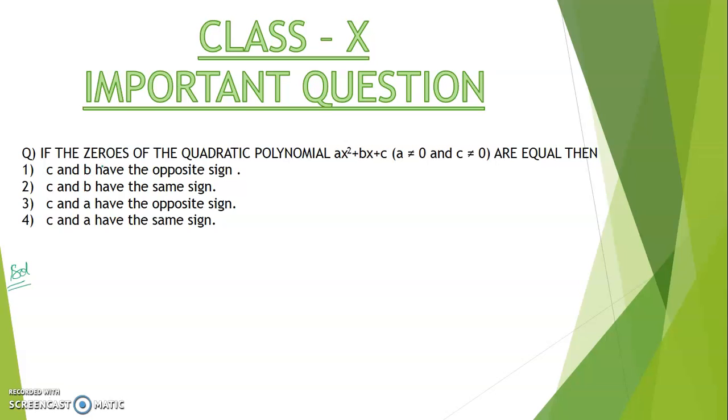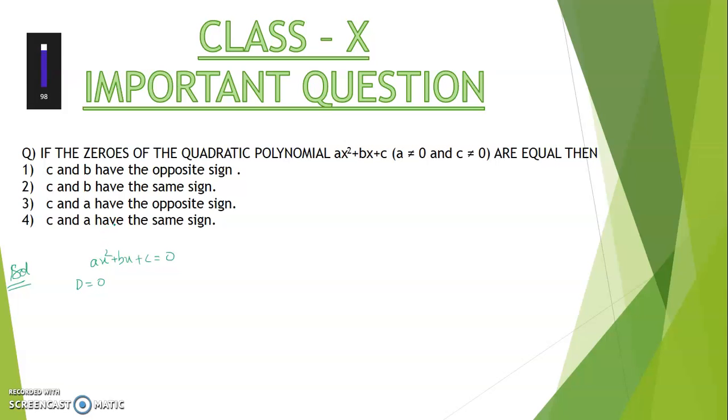See students, it is given that zeros of this quadratic polynomial are equal. So I can write this as the equation ax square plus bx plus c is equal to 0, and it is saying zeros are equal. Zeros are equal, this means discriminant is equal to 0.